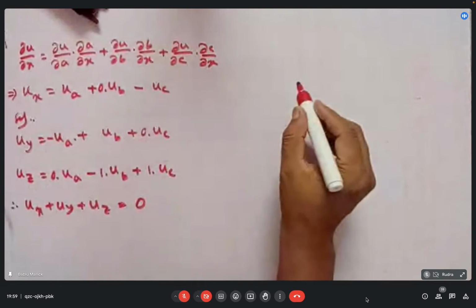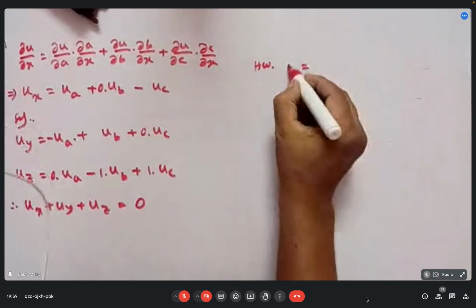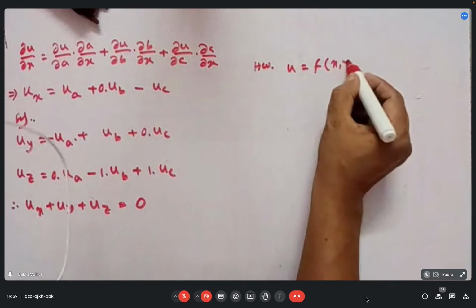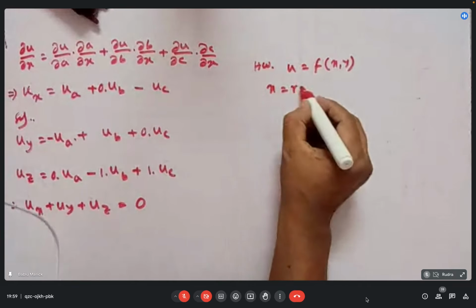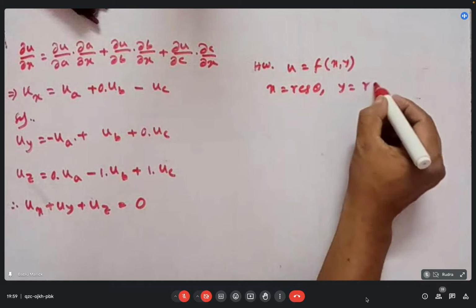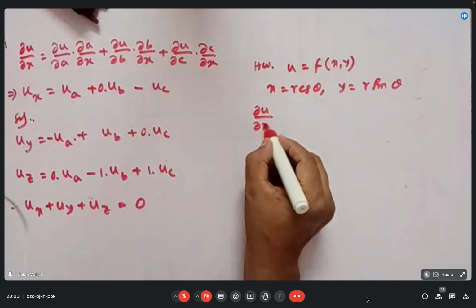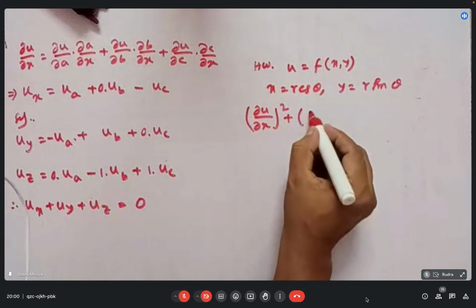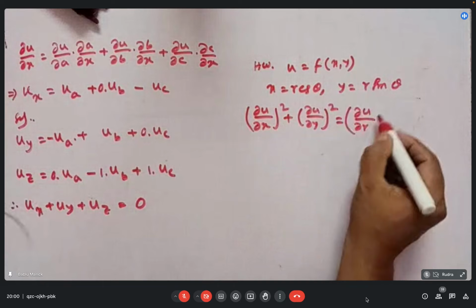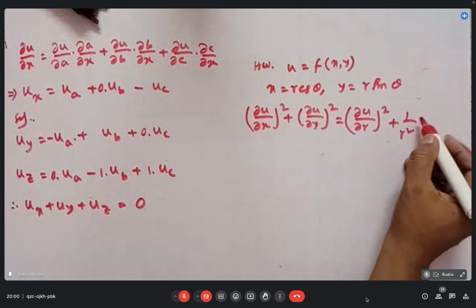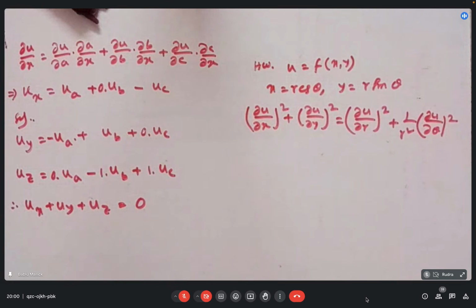This is your homework: if u is equal to a function of x comma y, and x is equal to r cos theta, y is equal to r sin theta, then show that del u by del x whole square plus del u by del y whole square is equal to del u by del r whole square plus 1 by r square into del u del theta whole square.